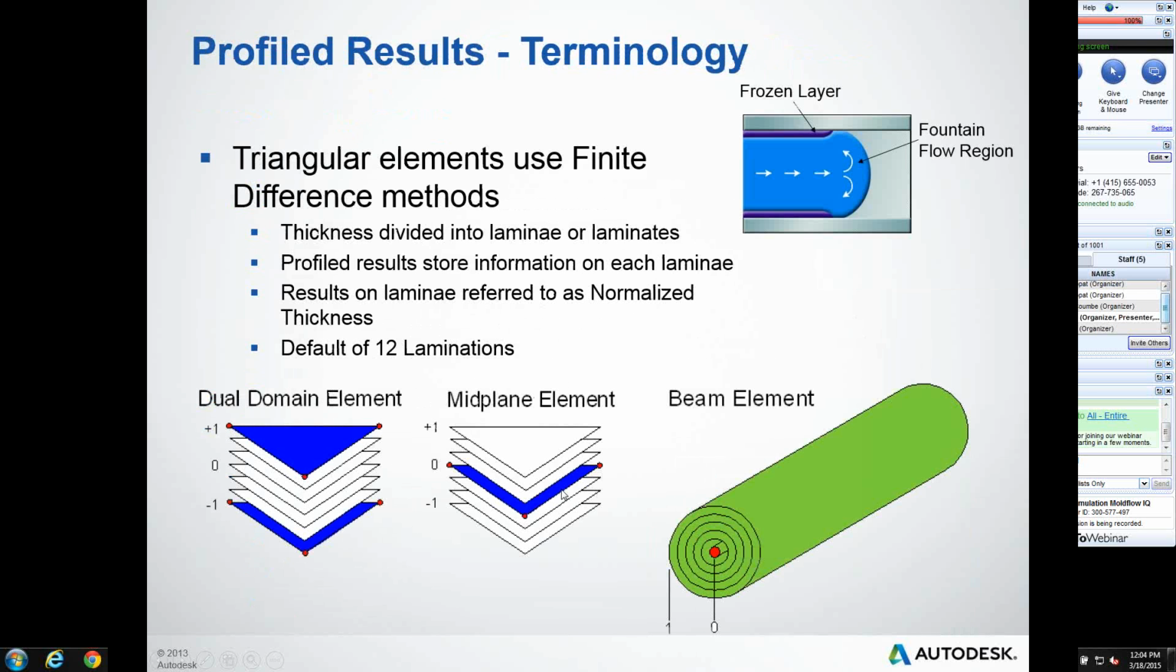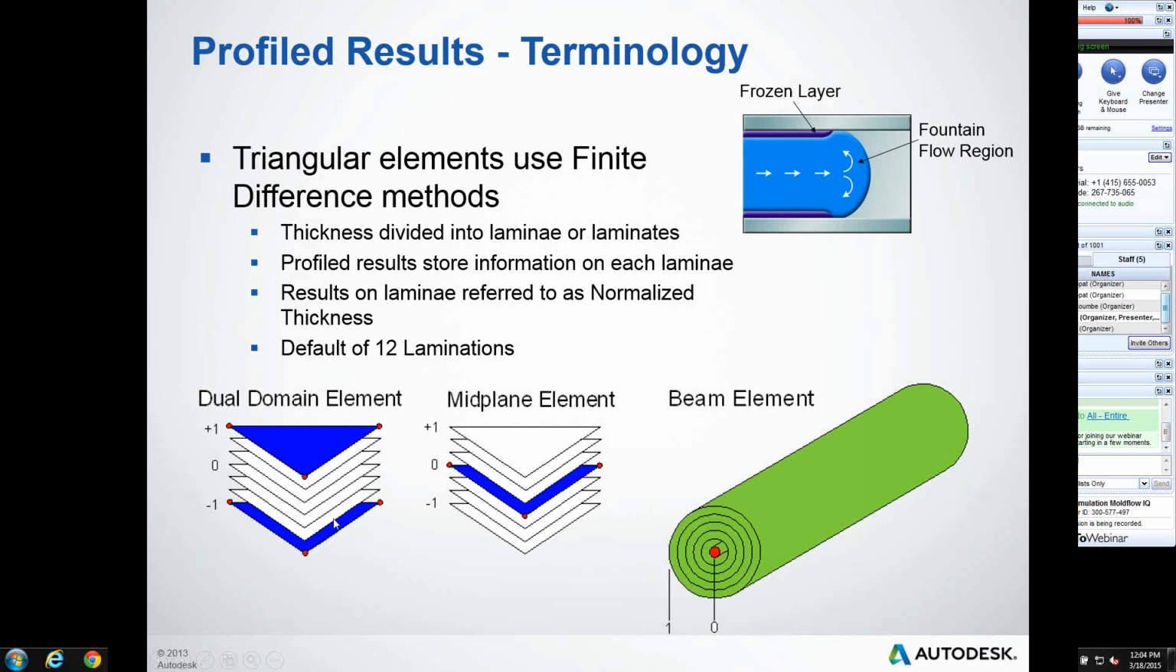So let's take a quick view of what's actually happening inside of a dual domain model. Inside the thickness of a model, basically what we're doing is we're defining the top and the bottom elements on the model itself, and then we're mathematically dividing this up through the thickness. Now, this is very similar to what the midplane would do. It would represent the zero, or the neutral center, and then it would extend the thickness out in either direction.